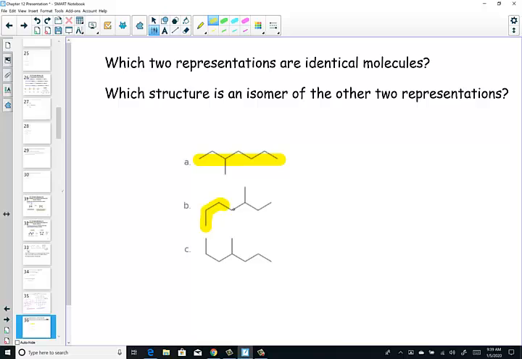1, 2, 3, 4, 5, 6, 7 carbons long. I don't know why that went straight. 1, 2, 3, 4, 5, 6, 7 carbons long. Even though A and B are bent, there's still 7 carbons. How about letter C? Find the longest carbon chain. 1, 2, 3, 4, 5, 6, 7 carbons long.